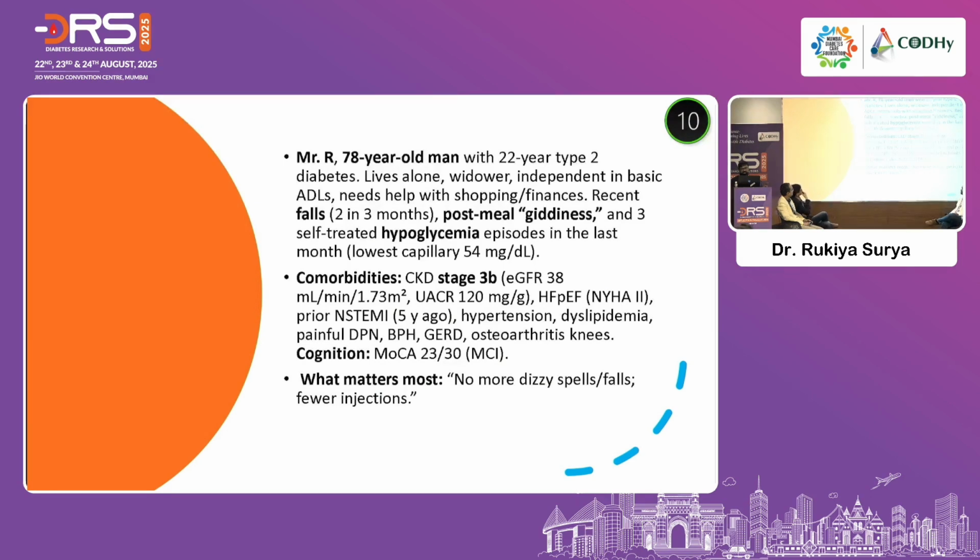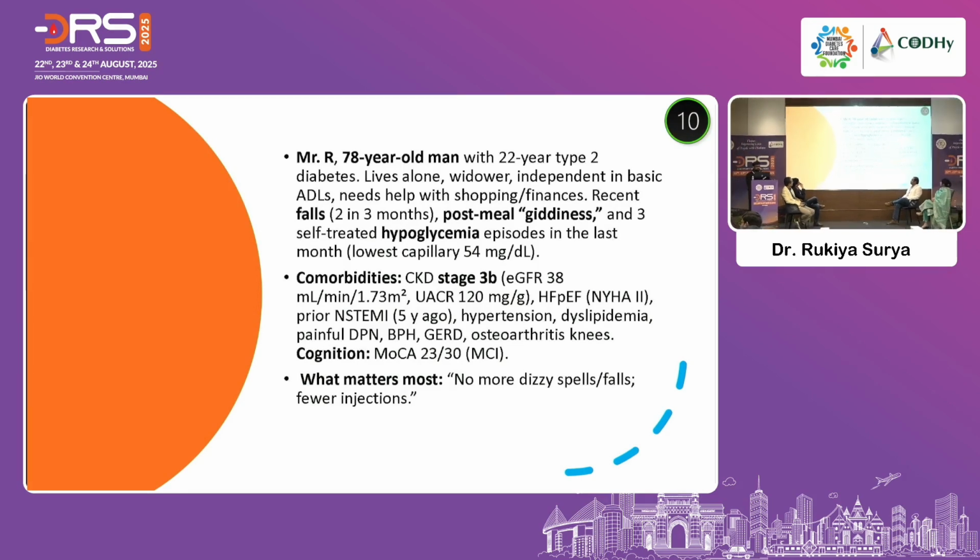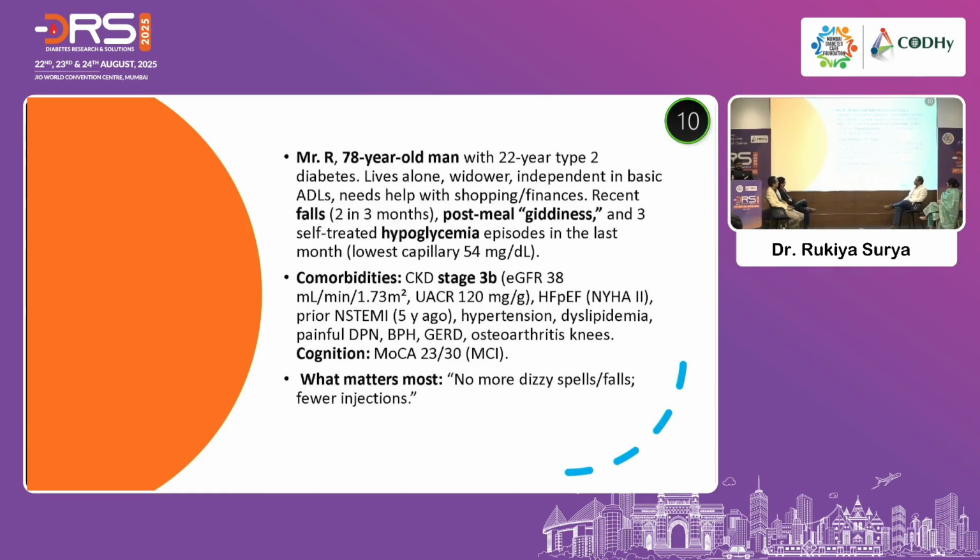Comorbidities: CKD stage 3B, eGFR of 38. Then prior NSTEMI 5 years ago, heart failure with preserved ejection fraction, NYHA class 2. Hypertension, dyslipidemia, painful diabetic peripheral neuropathy, BPH, GERD. He has all the conditions in the world. Cognition rating 23 out of 30. What matters most? He wants no more hypoglycemic spells or falls and fewer injections.